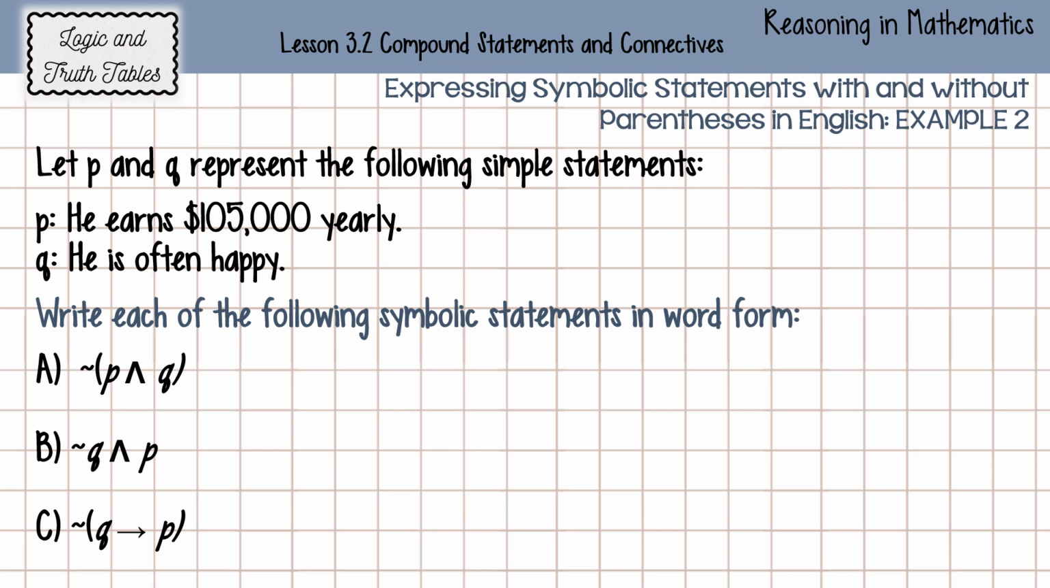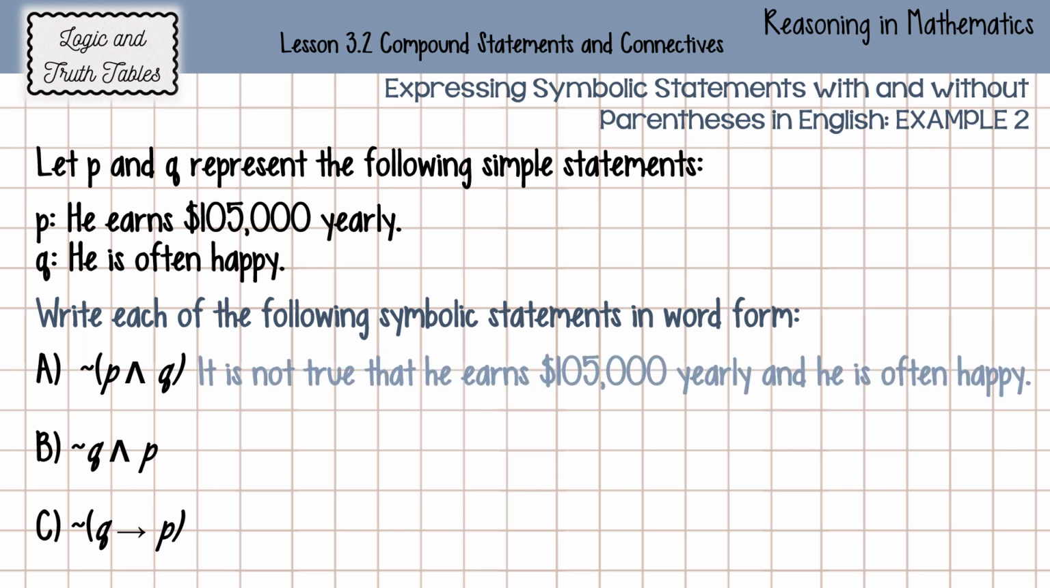Another situation: P, he earns $105,000 yearly. Q, he is often happy. So write each of the following symbolic statements in word form. So we are negating P and Q. So it is not true that he earns $105,000 yearly and he is often happy.